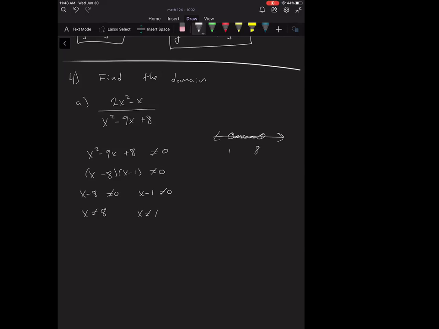So everything else is okay. We could shade in the middle, we could shade to the right, and we can also shade to the left. So our answer is going to be minus infinity to 1, 1 to 8, and then 8 to infinity.